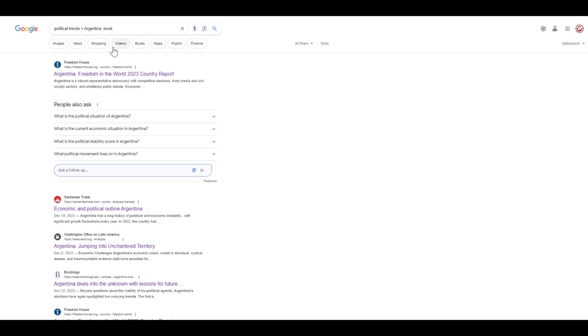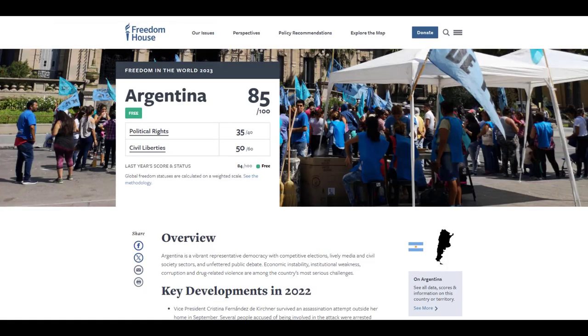So as I scroll through here, I have Argentina. This is the Freedom in the World 2023 Country Report. I kind of liked this site, although I do know this is an advocacy group that supports freedom. I did think some of the information on here was relevant. It does give a score for each country. This country is scored as free.